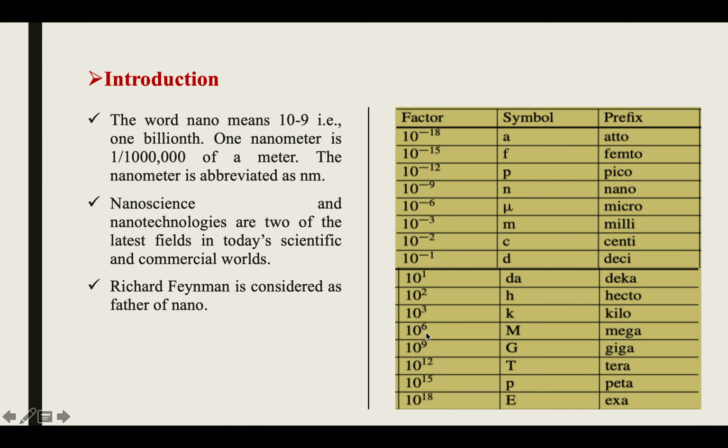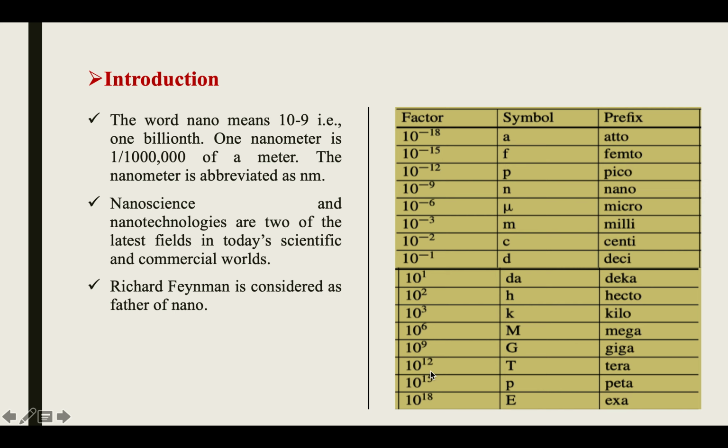As you go the other way, to a higher scale, the symbols and prefixes are given below. 10 to the power 1 is deca, denoted by da. If it's 10 to the power plus 2, it's hecto. If 10 to the power 3, we call it kilo, denoted by k. If 10 to the power plus 6, we call it mega, capital M. If it's 10 to the power plus 9, we call it giga, capital G.